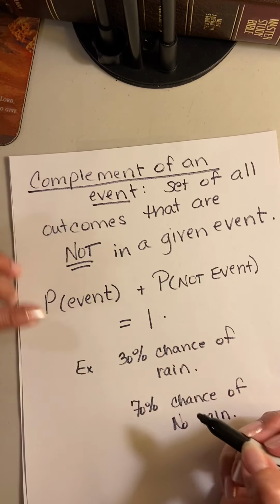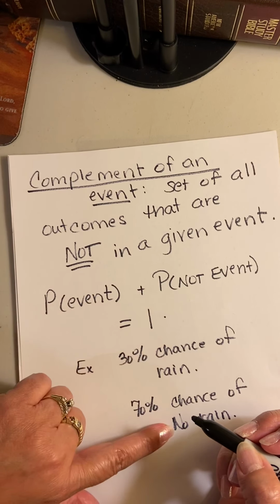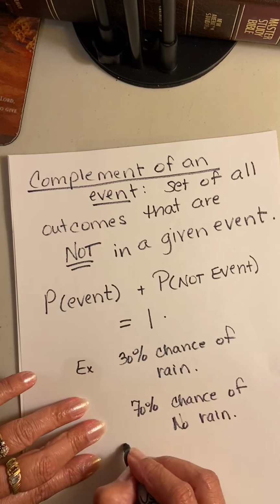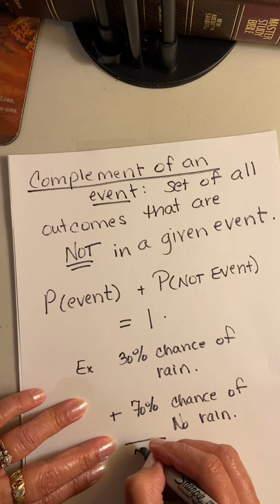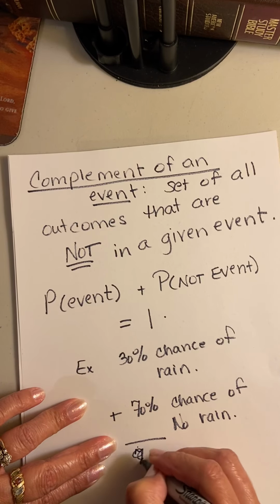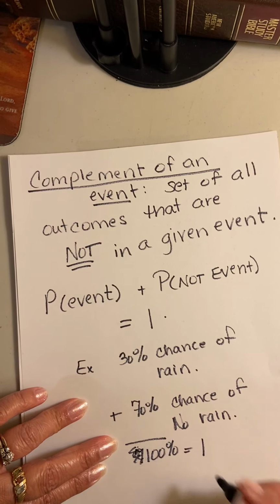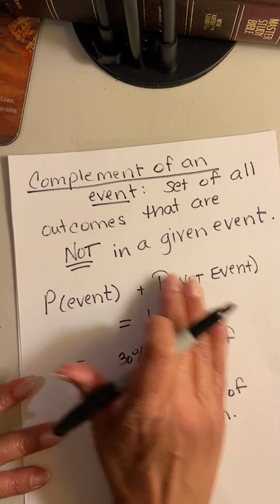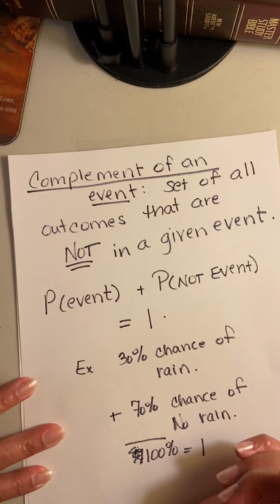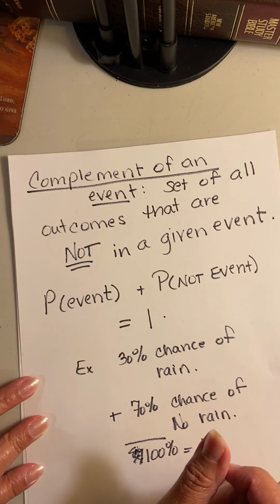This is what we call complement events. They're the exact opposites. One's raining, the exact opposite is no rain. And when we add these two events, 30% plus 70% is equal to 100%, by the way, which is equal to 1. All right, so that's kind of the idea of a complement event. And we'll talk a little bit more about that in the next couple of examples.